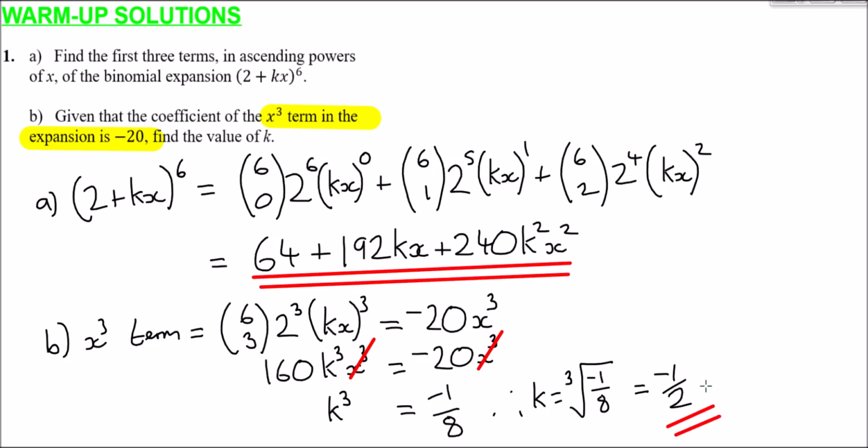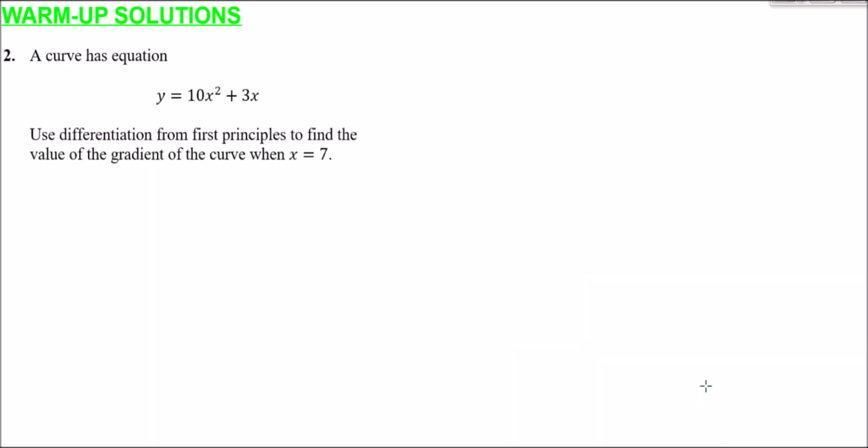Let's have a look at question 2. Here we've got a curve with this equation, y equals 10x squared plus 3x. We need to use differentiation from first principles to find the value of the gradient of the curve when x equals 7. So differentiation from first principles tells us how to calculate the gradient from first steps. It's always the same procedure.